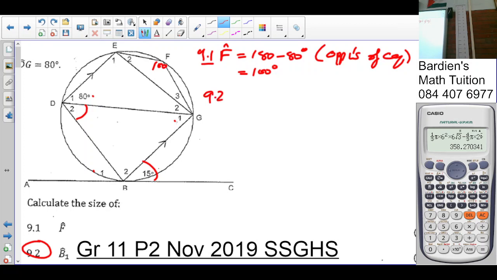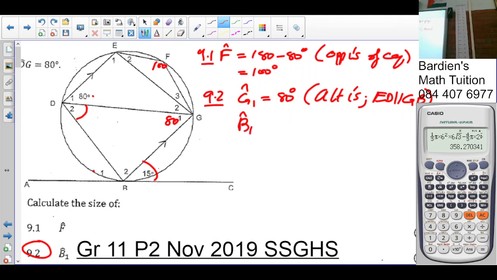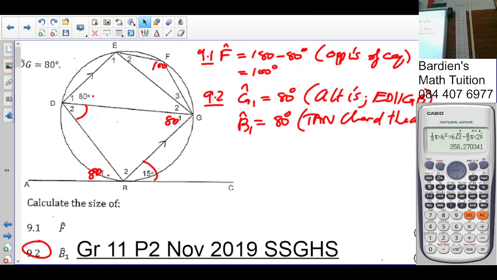So 9.2, we are told that G1 is equal to 80 degrees, alternate angles with ED being parallel to GB. It is 80. Then B1 is also equal to 80. Why? The tan chord theorem. Don't just say tan chord, say tan chord theorem. You all okay with that? Let's carry on with our lives.